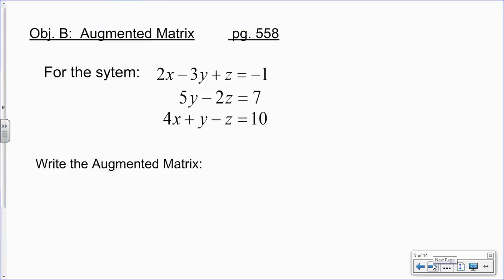But we're going to talk now about an augmented matrix. Using an augmented matrix is one way we are going to solve systems. So I'm going to be given this system, and then I want to write the augmented matrix from this system.